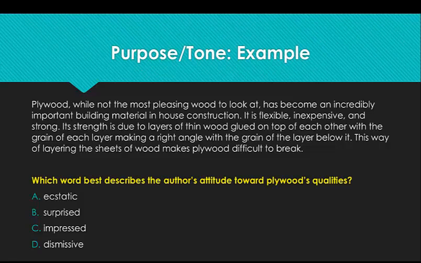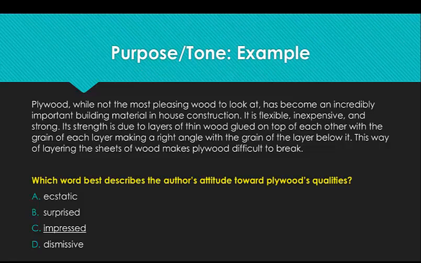Which word best describes the author's attitude toward plywood's qualities? The answer here is choice C. The author is impressed by plywood's qualities. The author seems to admire the flexibility, the low cost, and the strength that makes plywood really important in building houses. Choice A is incorrect because the author does admire plywood's qualities, but the author doesn't seem ecstatic or overjoyed. There isn't this sense of true excitement.